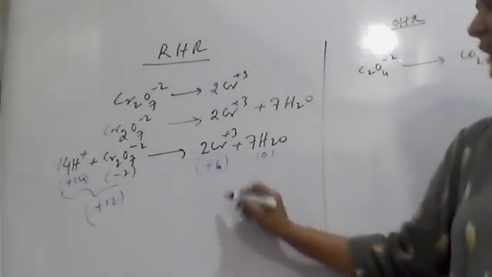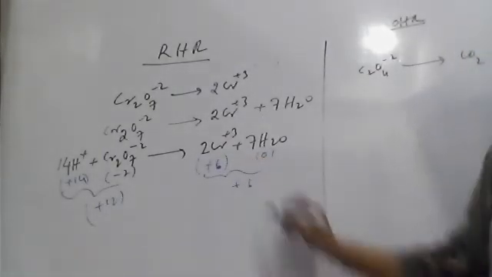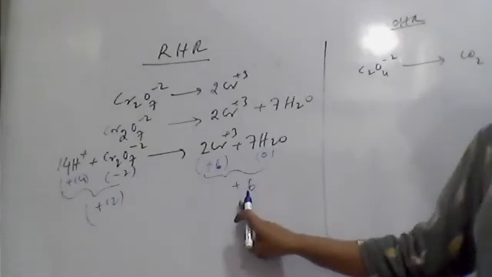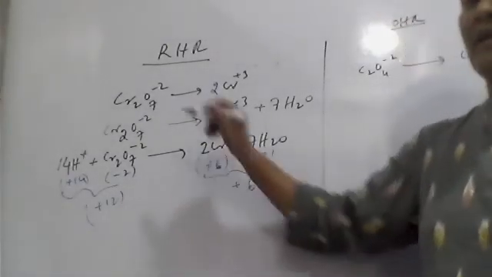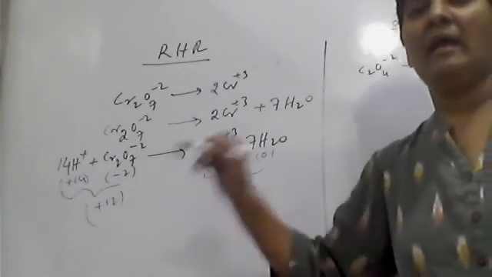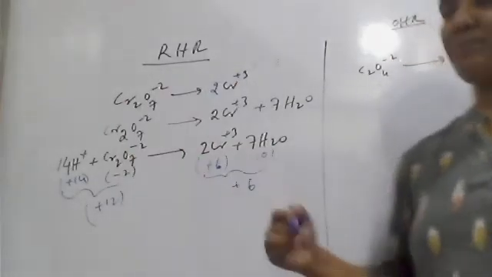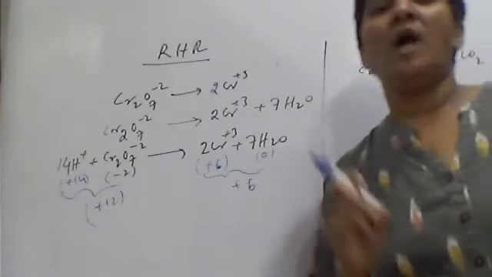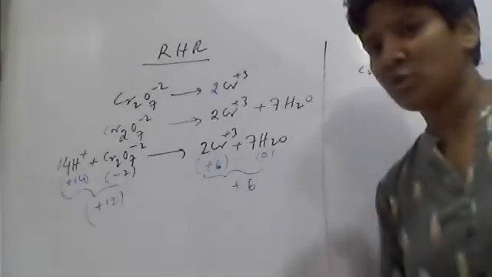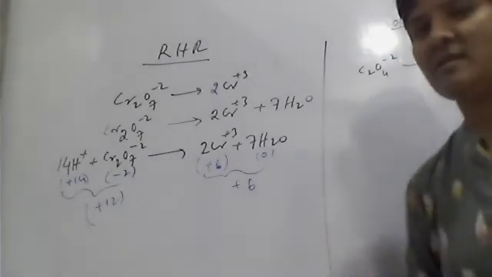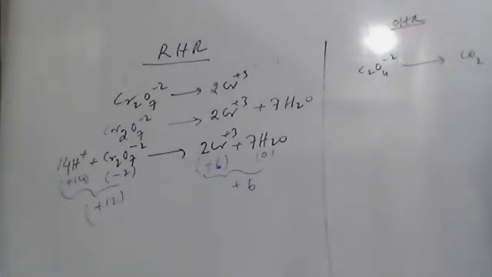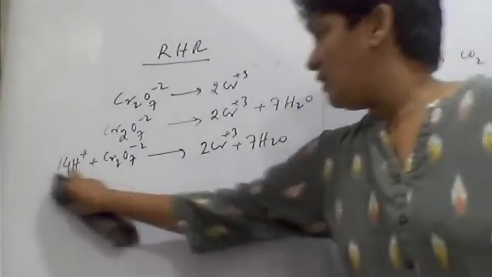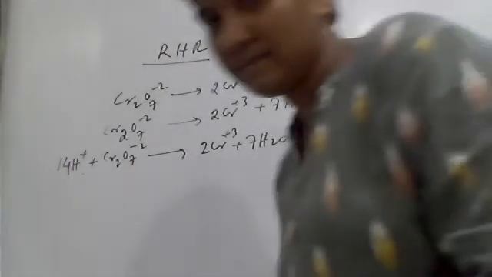So what is the total charge at the right side? Plus 6. Tell me where the positive charge is more? Left side is plus 12, right side is plus 6. So the positive charge is more at the left side, so you have to add the electrons there. Plus 12 is made equal to plus 6 by adding electrons. How many electrons to be added? 6 electrons. So here I will add 6 electrons.